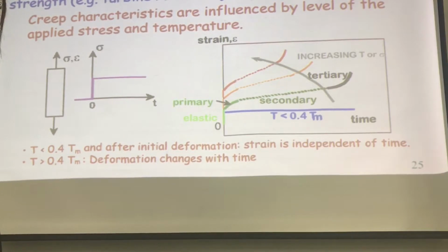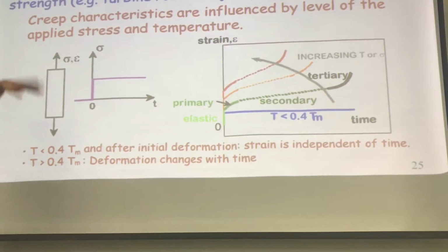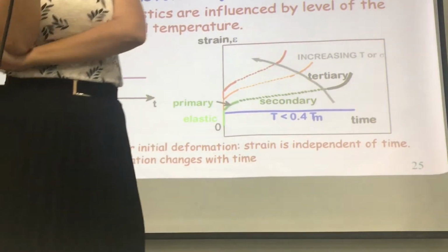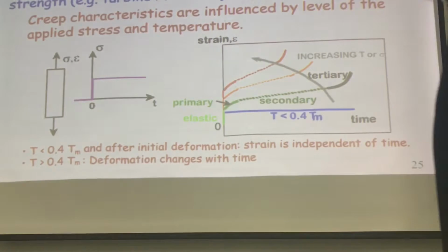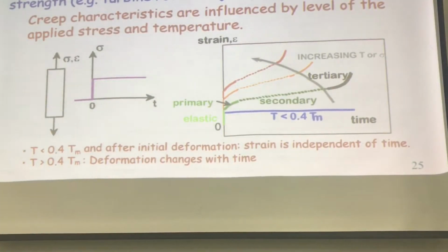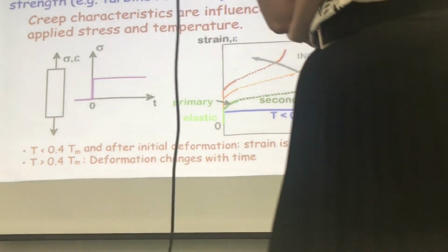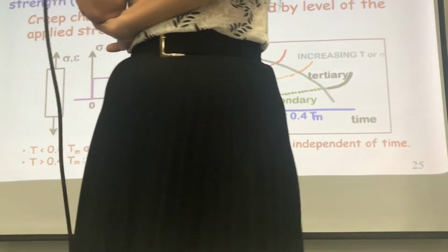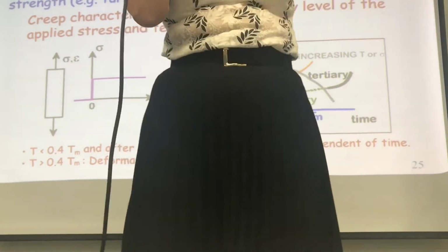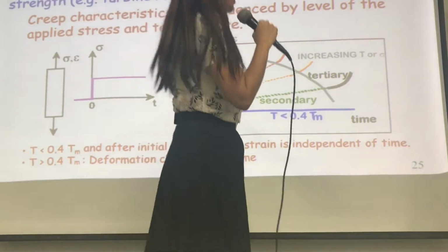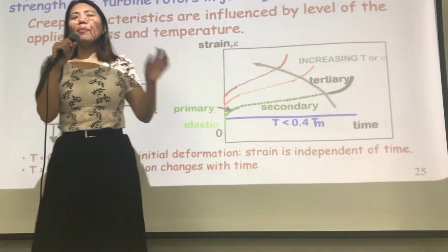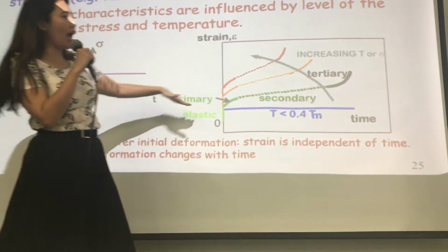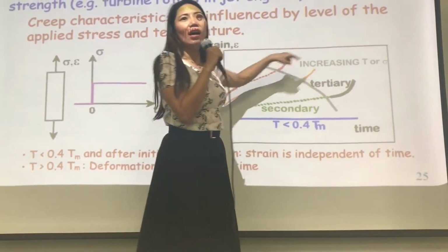Can you follow me? Alright. So this is a creep curve. A creep curve consists of the x-axis as time and the y-axis as the strain. If the material experiences a temperature lower than 0.4 of the melting temperature, the creep curve looks just like that. But if it experiences creep, the creep curve looks like that.